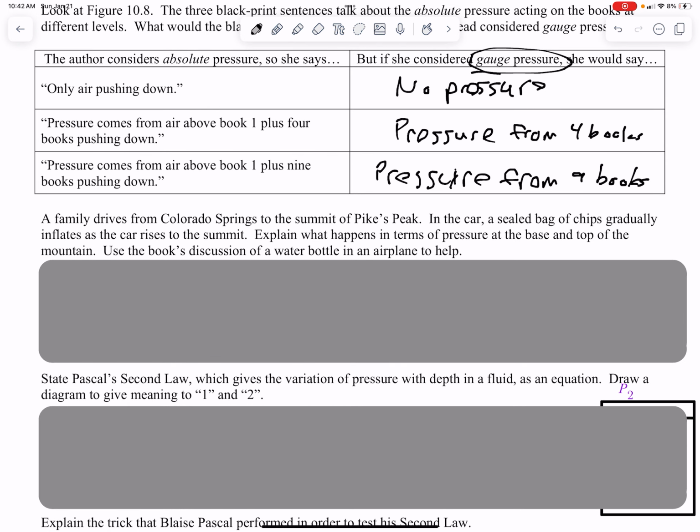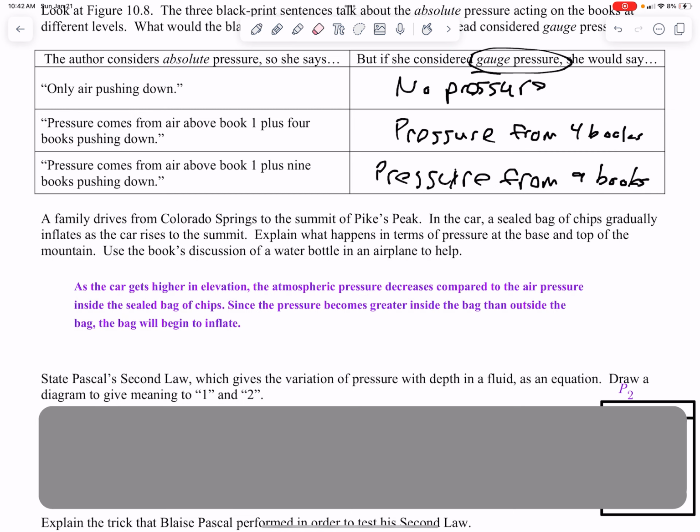Okay, so a family drives from Colorado Springs to the summit of Pikes Peak. In the car, a sealed bag of chips gradually inflates as the car rises to the summit. Explain how this happens in terms of pressure at the base and top of the mountain. Use the book's discussion of a water bottle in an airplane to help. So as the car gets higher in elevation, the atmospheric pressure is going to decrease compared to the pressure inside the sealed bag of chips. Since the pressure becomes greater inside the bag comparatively to the outside, the air will push against the bag and the bag will appear to inflate.